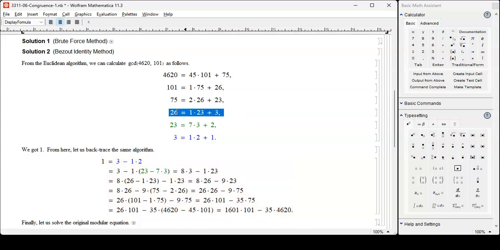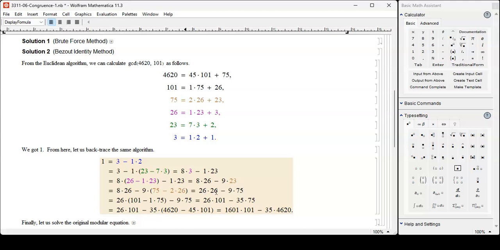Now we use the next line, which I just highlighted in purple, in place of this 3 right there. And then simplify, we get 8 times 26 minus 9 times 23, which is smaller. 23 is smaller, so let's use the next line here as highlighted in brown. So this 23 is replaced by this: 75 minus 2 times 26, and then simplify.